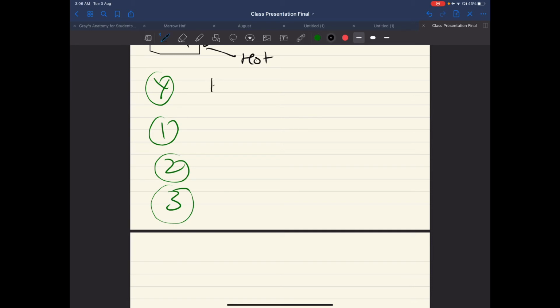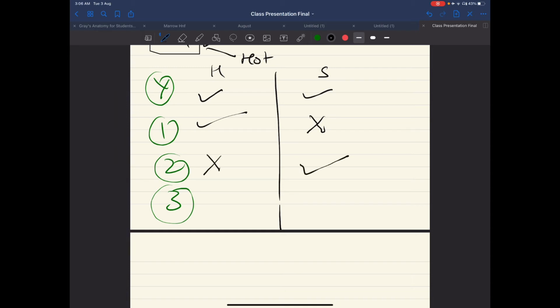You feel the tea is hot, and you feel it as sweet. Guest number one says that the tea is hot, but it's not sweet. Guest number two says the tea is not hot, but it is sweet. Guest number three says that the tea is neither hot nor sweet. He just does not like it.